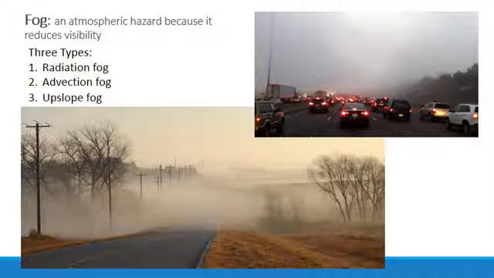When the temperature of a layer of air in contact with the ground falls below its dew point, the condensation that results produces fog. So depending on the prevailing conditions, fogs formed by cooling are called either radiation fog, advection fog, or upslope fog.